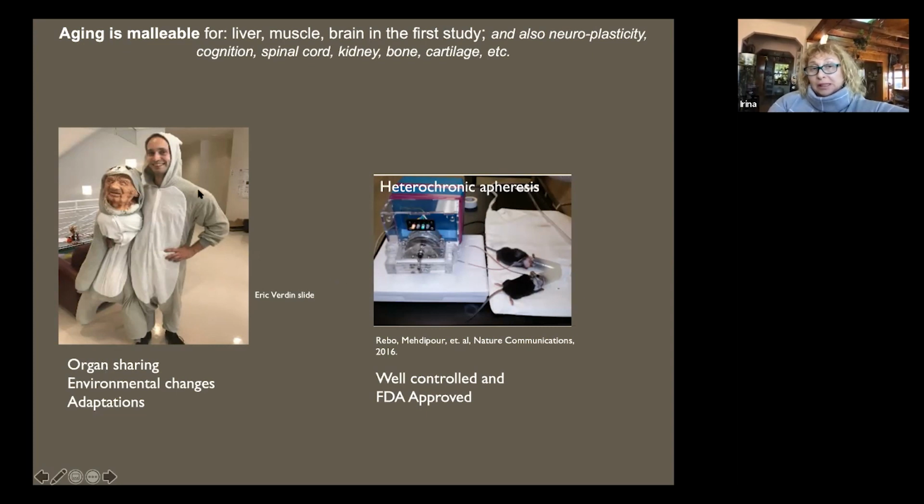Moreover, of course, this procedure is not FDA approved and cannot be translated to the clinic, but heterochronic apheresis is FDA approved, and it's called plasmapheresis for people. It was not previously used for aging and rejuvenation, but rather for blood diseases and autoimmune disorders.